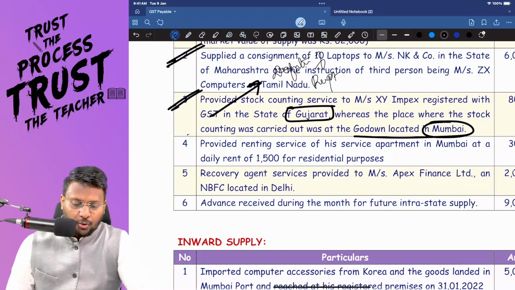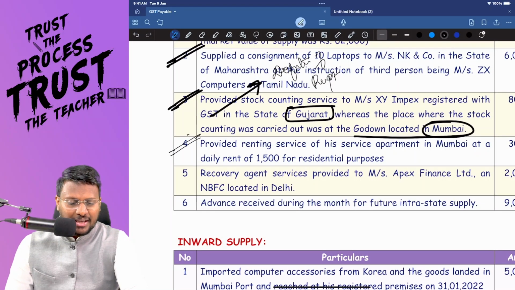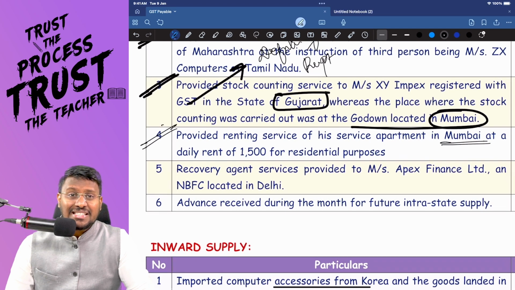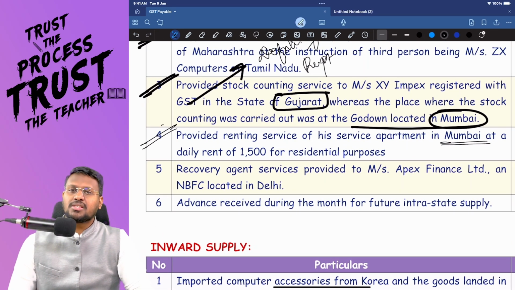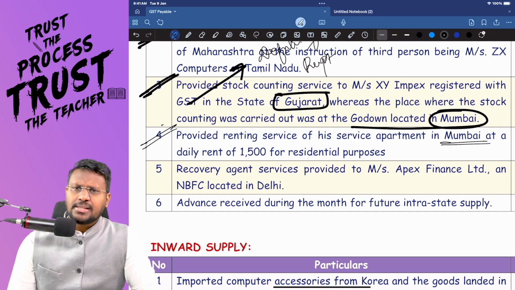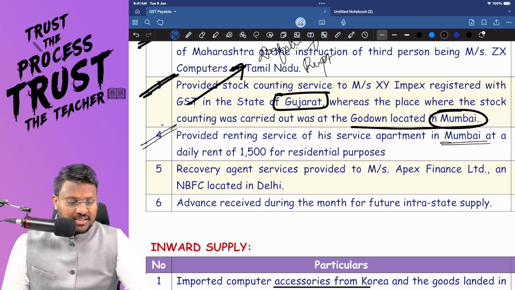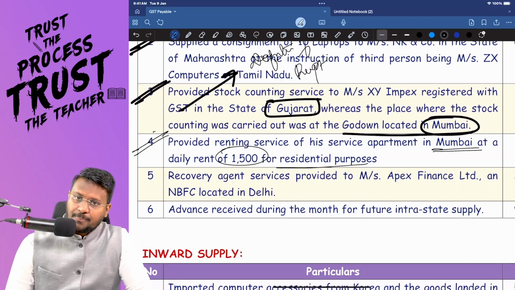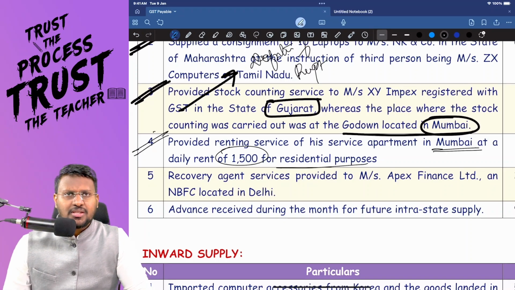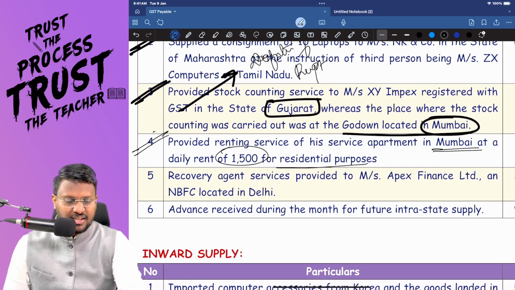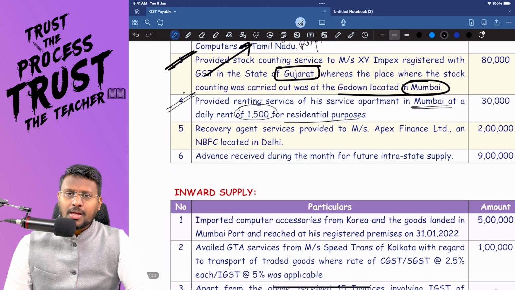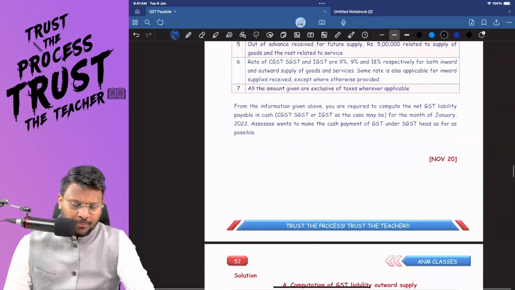Coming to point number 4. Sir, provided renting services of a service apartment in Mumbai. Renting services of his what apartment? Service apartment. His service apartment is relating to immovable property? Yes, sir. At Mumbai, at a daily rent of 1,500 for residential purpose. For daily rent, residential purpose. You tell me which place of supply section will be applicable. Which place of supply for an immovable property? Section 12(3) will be applicable: the location where the immovable property is situated or intended to be situated.